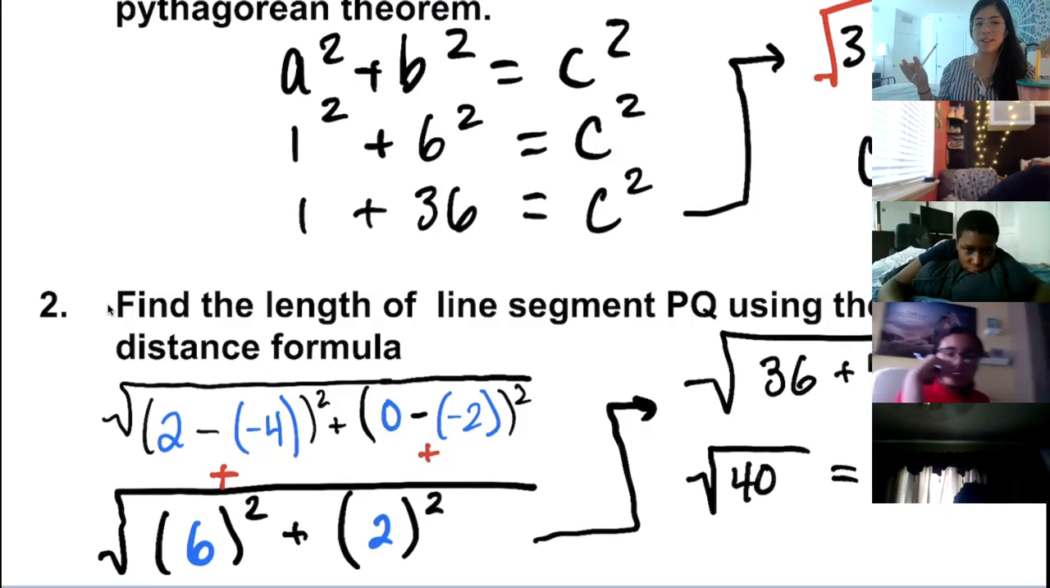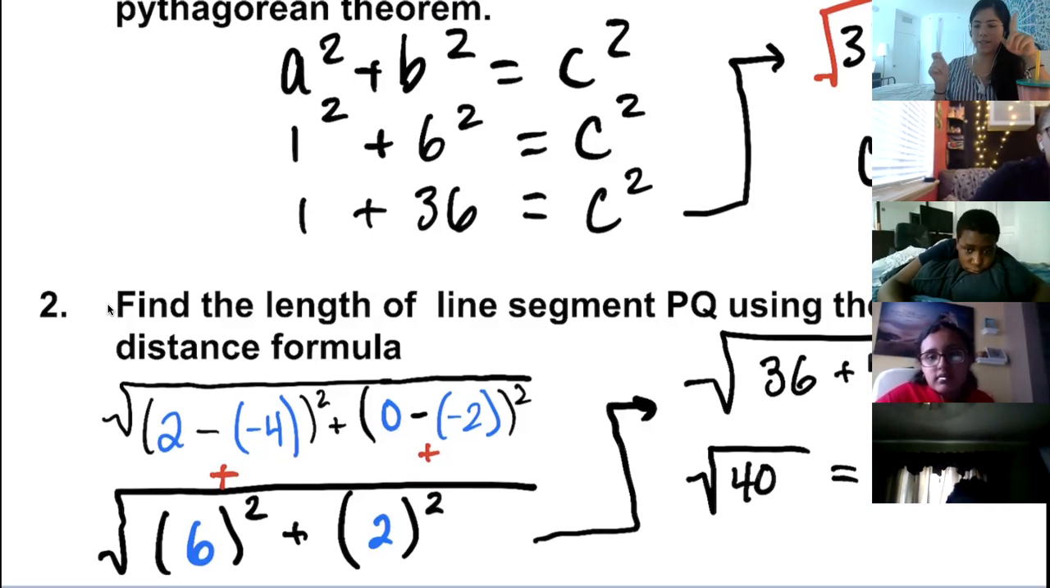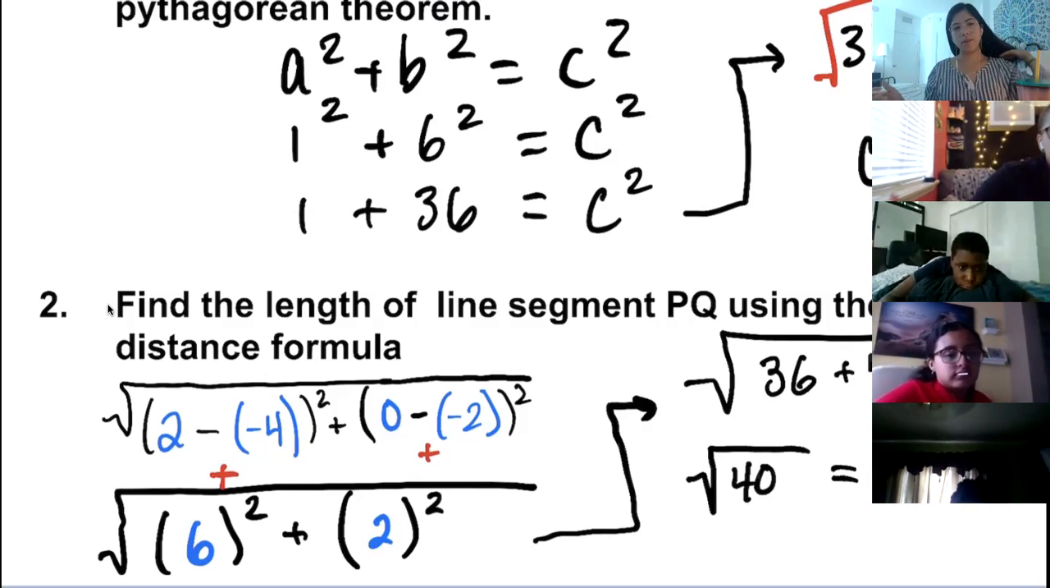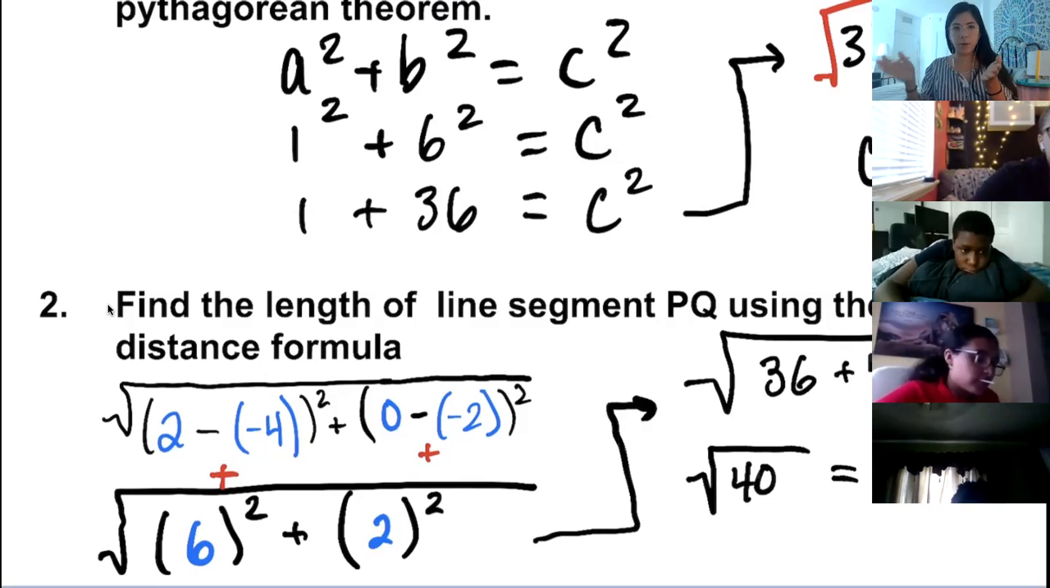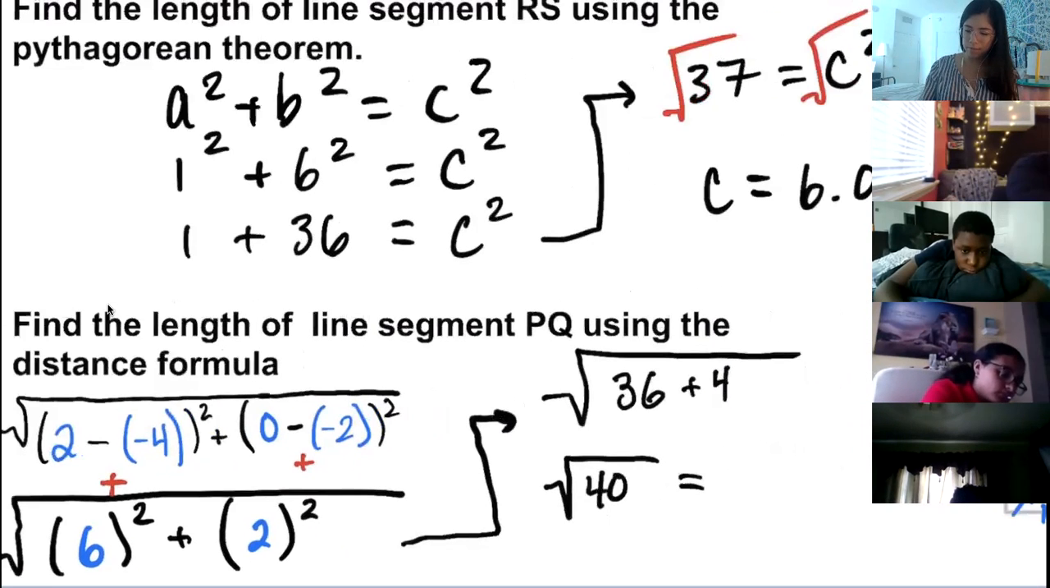Before anybody does it, what 2 numbers do you expect this to be between? 6 and 7. It's because 36 and 49. Somewhere between 36 and 49. Okay, go ahead. Find the answer. 6.32. Good job.